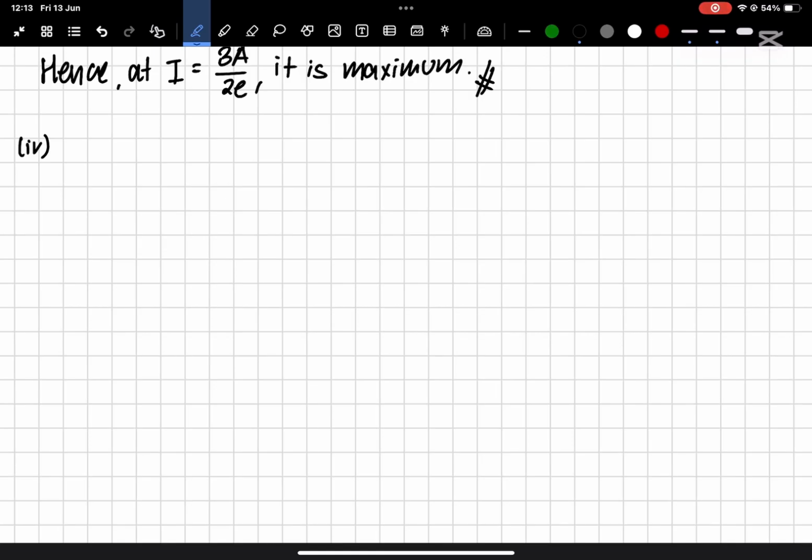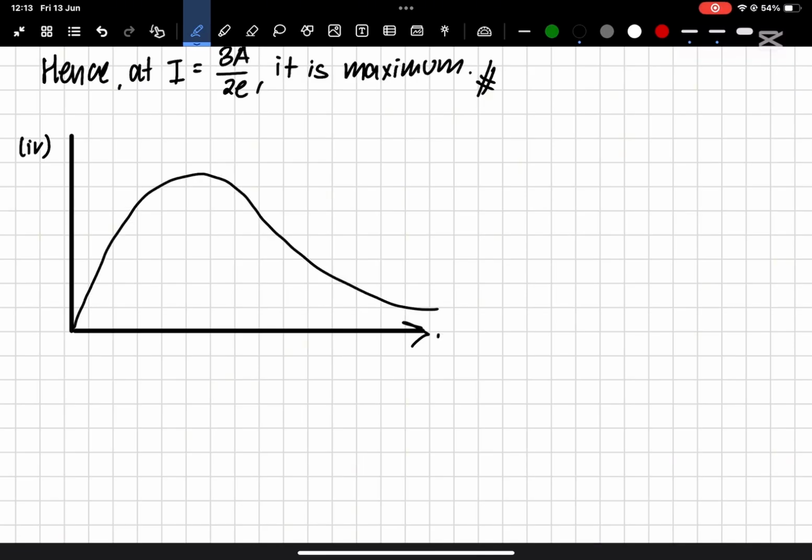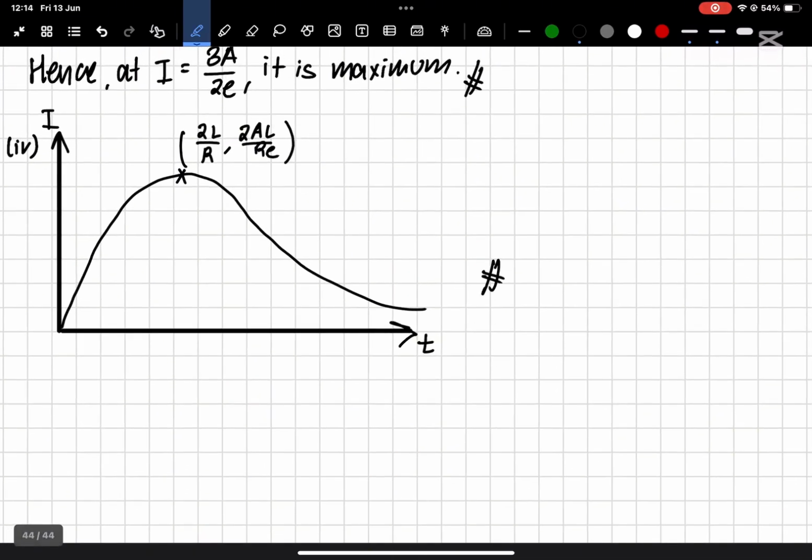Okay, then I think the equation doesn't touch the x-axis. It starts from 0, so it's like this, I think, right? So this is your t, this is your I, and then you know what the maximum point is. No, sorry, wait, hold on. Is that 2L over R, 2AL over Re? Boom! This is our sketch. Thank you so much for watching.